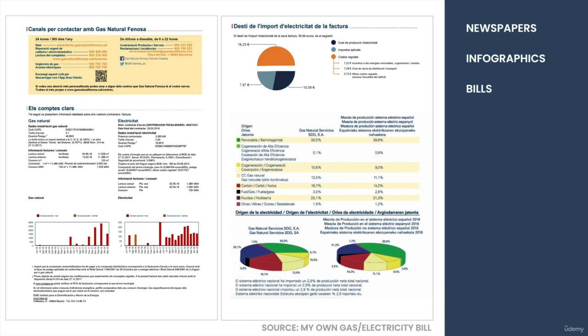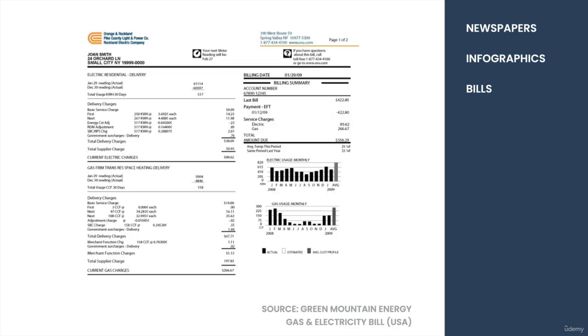Because I wondered if this is the normal thing, I Googled for an electricity bill from a company in the United States. This is from Green Mountain Energy. I don't know if this is a very well-known company or not, but there's a graph here as well, which is the typical bar chart.